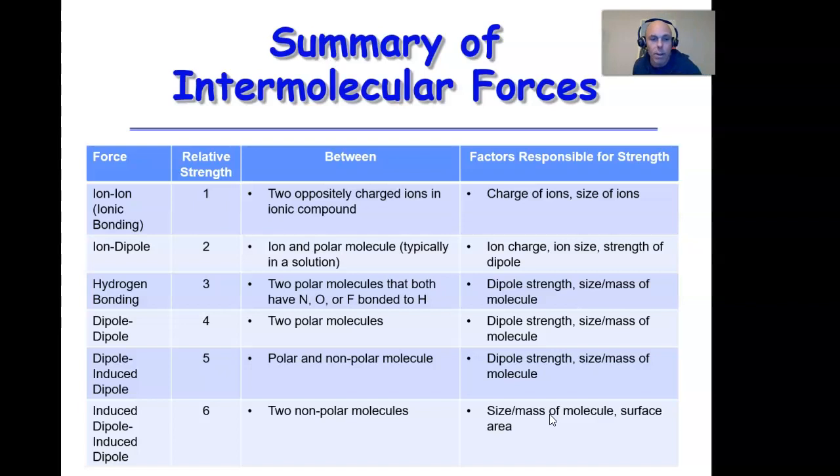And then lastly, we've got induced dipole or London dispersion between 2 nonpolar molecules. And more massive nonpolar molecules we know experience greater uneven distributions of electrons, so their polarities can be greater, and that makes that force stronger as well. So there they are one more time.